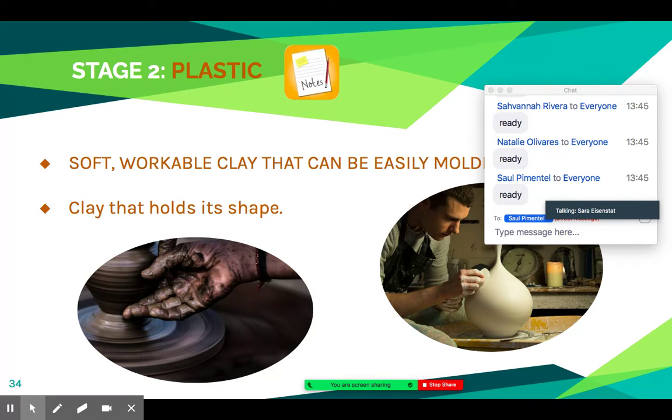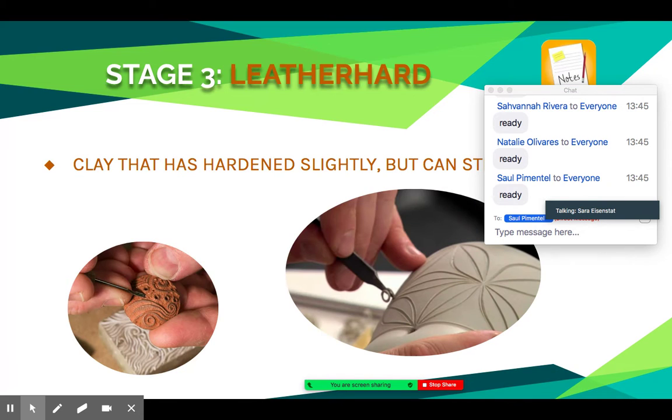Stage 2, plastic. This is when the clay is fresh out of the bag. It's soft, it's workable, it's easy to mold into your desired form or shape. Stage 3, you've made a form. You've perfected it, you've smoothed it, you've refined it, and you've got it to a stage that's known as leather hard, where the clay has slightly hardened, but you can still carve it, indent it, and add texture.